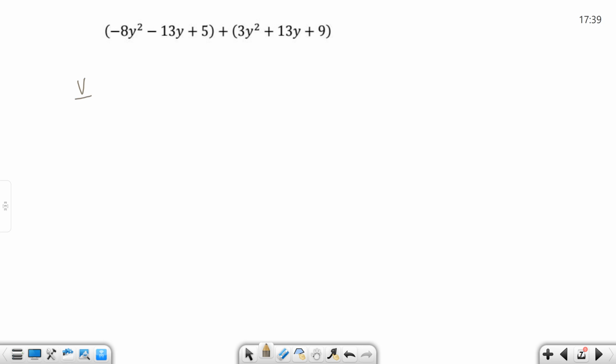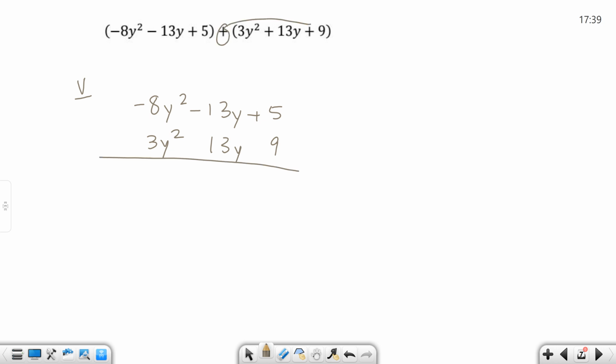I'm still going to do vertical here because I just like vertical better, and my students seem to over the years as well. And then we have 3y squared, 13y, and you'll notice I do this sometimes too. I just write down the things and go, okay, this plus sign says don't change any of those signs. So the 3y squared is positive, the 13y is positive, and the 9 is positive. So none of those pluses change.